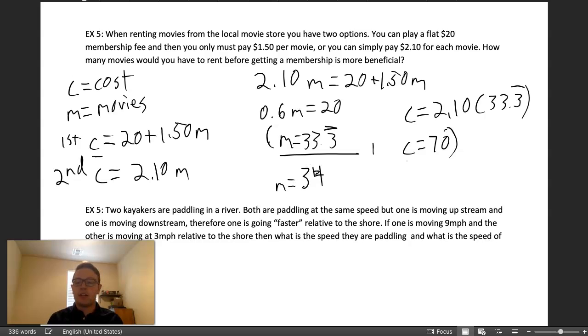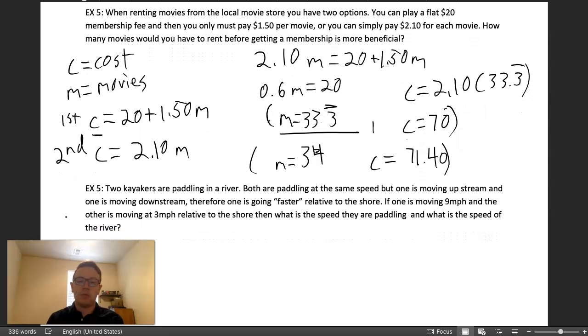However, if we're trying to be realistic here, we can't rent a third of a movie. So we'll go up to 34, and what will our cost be then? We'll substitute in 34, and when we substitute in 34, we find out that it'll be $71.40 before it makes sense to buy the movie pass or the premium subscription, whatever that happens to be.